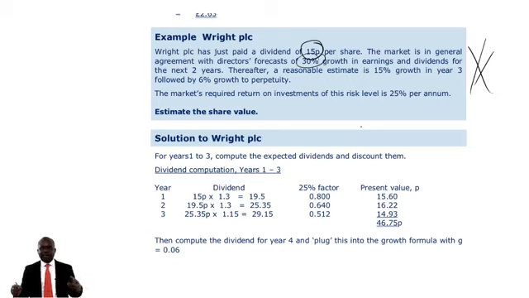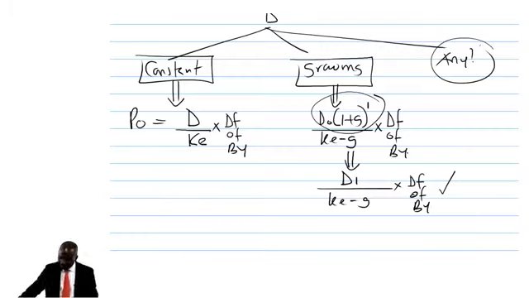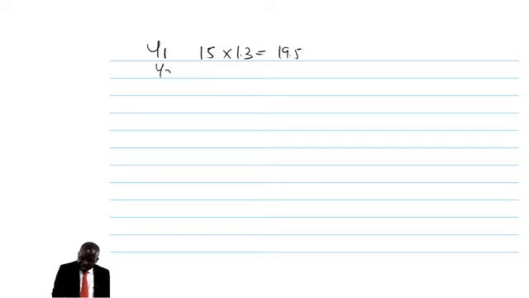So how will I get my dividend for year 1 and year 2? I have to increase the 15p by what? 30%. So when I come here, I am going to say that year 1, my dividend will be the 15p multiplied by 1.3. And how much am I going to get? I am going to get 19.5. Year 2, I will get 19.5 multiplied by 1.3, and that is 25.35. These are the dividends, which represent the cash flow.